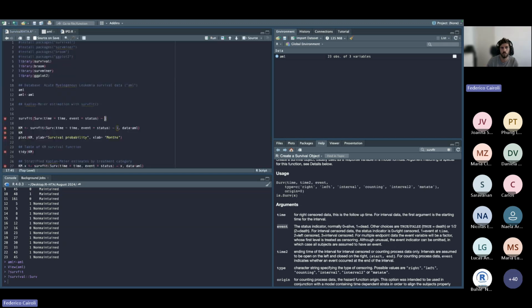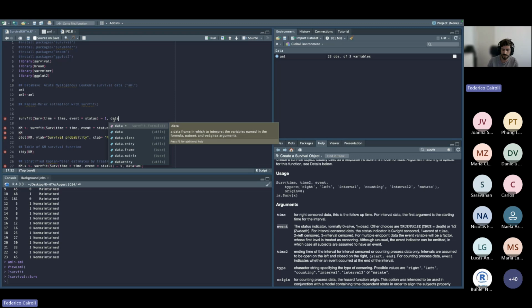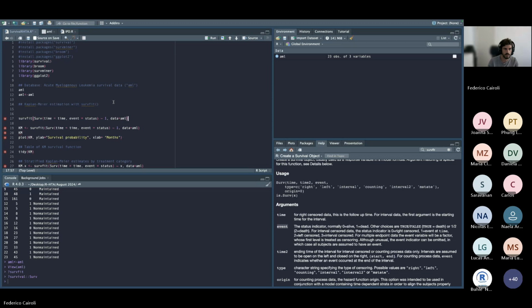To do that, we just put one. So R is understanding that there is no need to stratify by another variable. We are going to analyze the whole data set. And finally, we have to tell it which specific database that we are going to use. So we are going to use AML. We just close the parentheses, and this is a function that we are going to run.